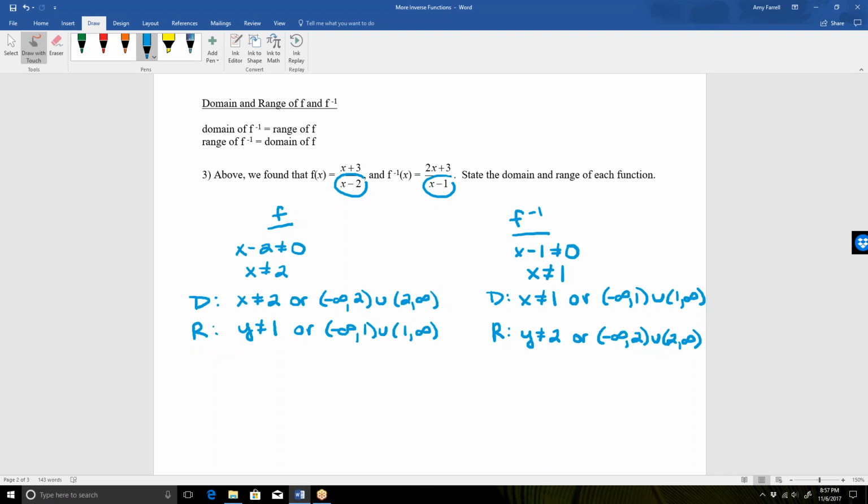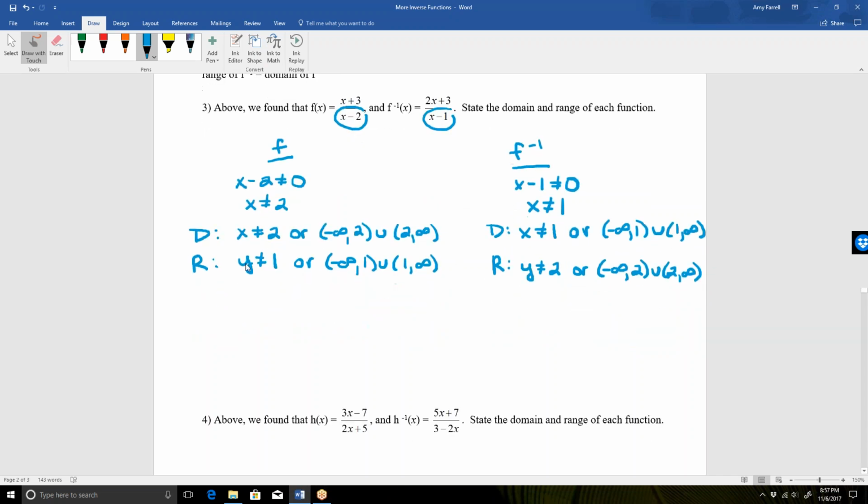But let's just take a real quick look at range. I feel like domain, you can definitely see. You can see x can't be 2. You can see x can't be 1. But let's look at range. For the original function, we said y cannot be 1. So let's investigate that. Why can y not be 1? Let me show you why. I'm going to plug 1 in for y, or f of x. f of x is the same thing as y. So let's see why 1 cannot equal (x plus 3) over (x minus 2).